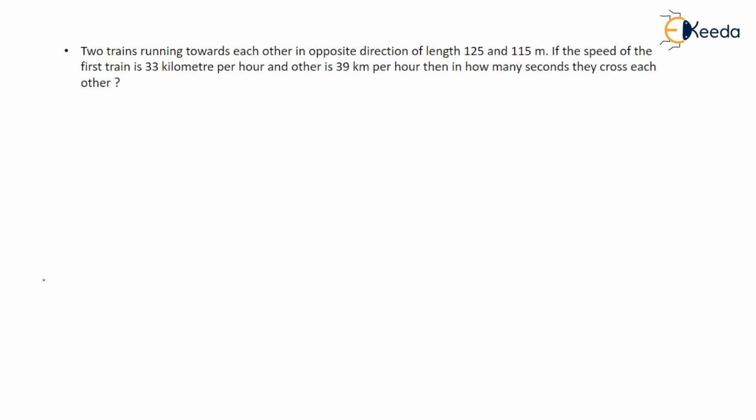Here you can see two trains running towards each other in opposite direction, of length 125 and 115 meter. If the speed of the first train is 32 kilometer per hour and the second is 39 kilometer per hour, then in how many seconds do they cross each other? Simple question. 125 meter is the length of the first train, the second is 115 meter, and when both are traveling in opposite direction, their speed is 33 plus 39. So this comes out to be 72 kilometer per hour.